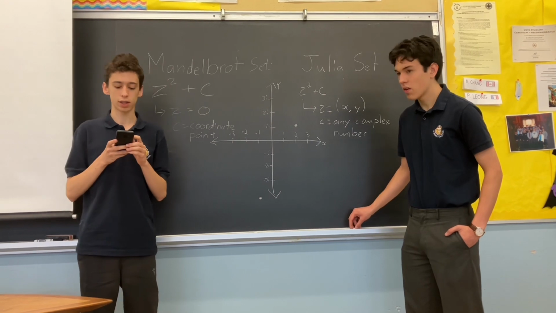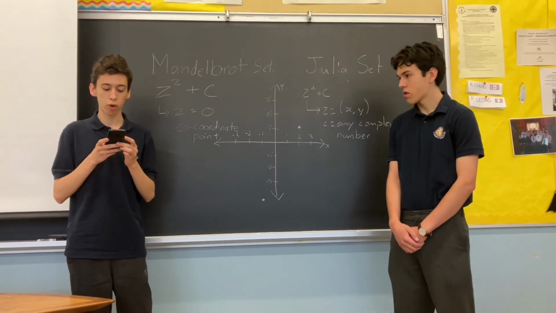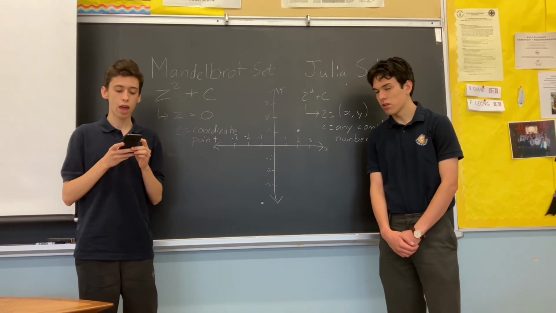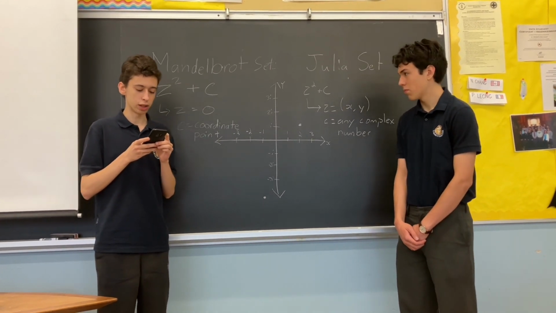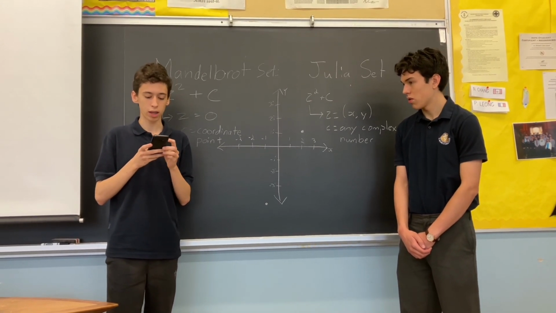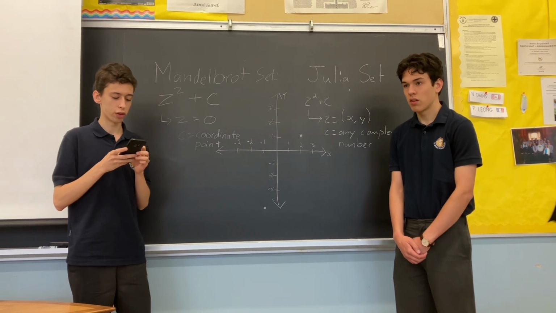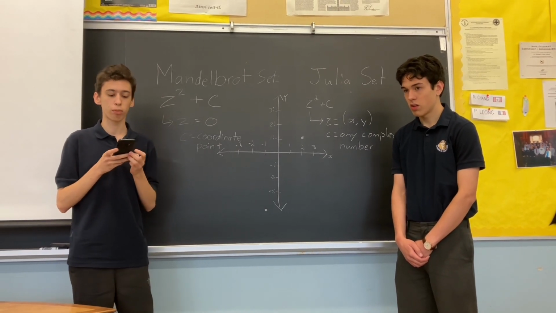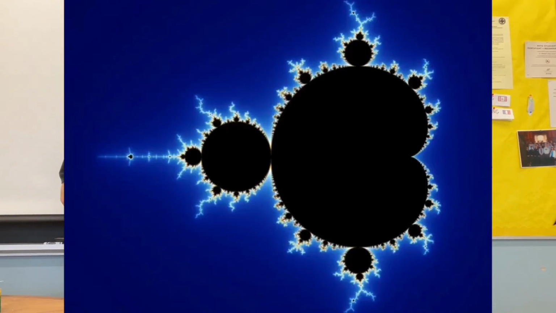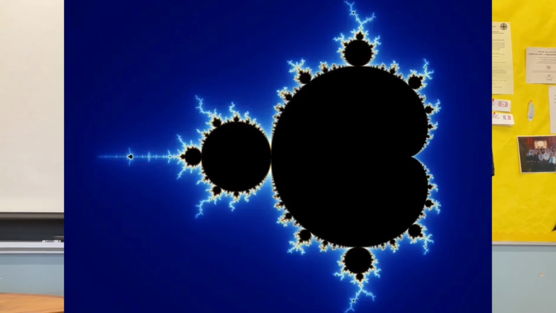If after doing this an infinite number of times, the numbers diverge to infinity, then that point is not part of the Mandelbrot set. If, however, the numbers stay bounded and converge to a single point or a cycle, then that point is a part of the Mandelbrot set. If you then repeat this for every single point on the complex plane and color the points that stay bounded black and the points that diverge to infinity some other color based on how fast they diverge, you get the famous Mandelbrot set.